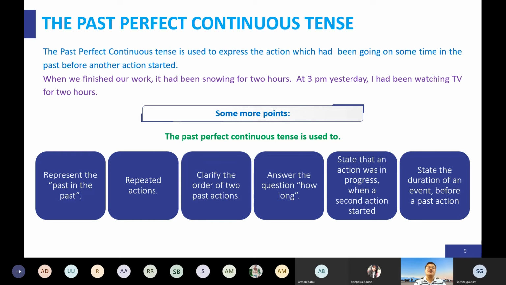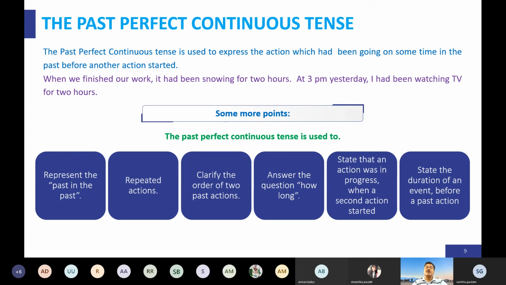The past perfect continuous tense is used to represent the past in the past. For repeated actions in the past. Or to clarify the order of two past actions. Two past actions are there, to clarify which is the first one and which is the second one. And another, to answer the question how long. There also we use this past perfect continuous tense.